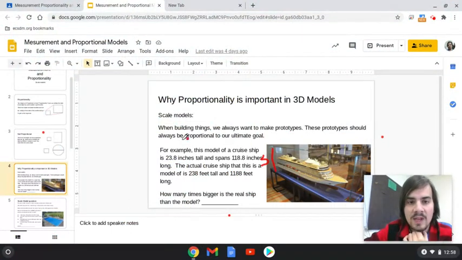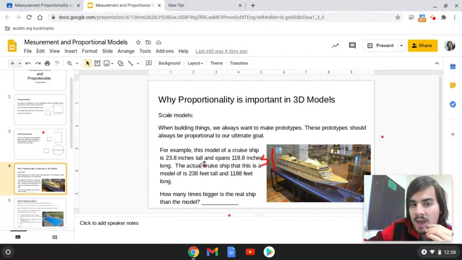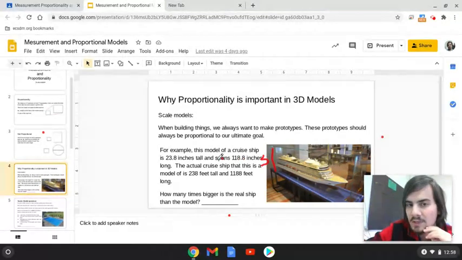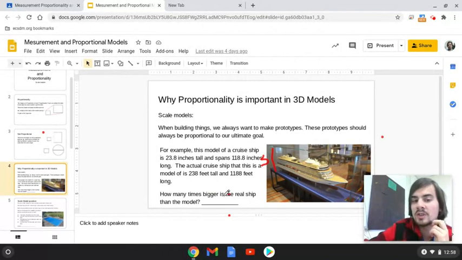But anyway, we have a scale model of our ship. The scale model is 23.8 inches tall. It spans 118 inches long, so that's from back to front. Okay, so it's 23.8 inches tall and it's 118 inches long. We don't get the width, that's fine, we don't need it. So the actual cruise ship that this is a scale model of is 238 feet tall and 1,188 feet long. So how many times bigger is the real ship than the model?